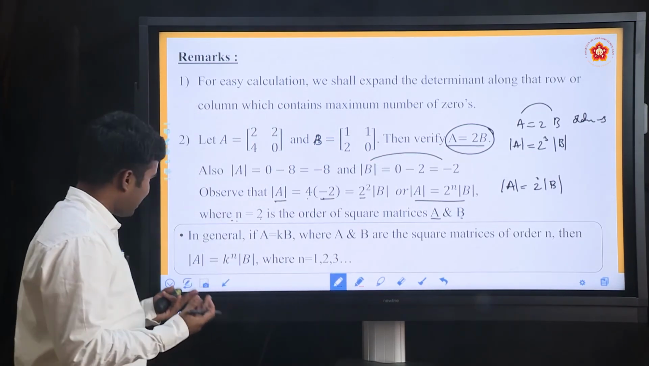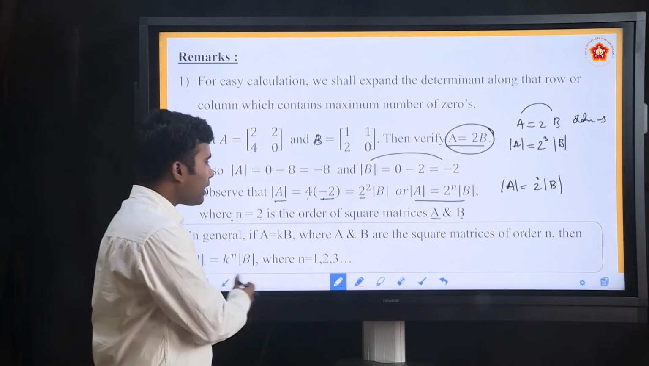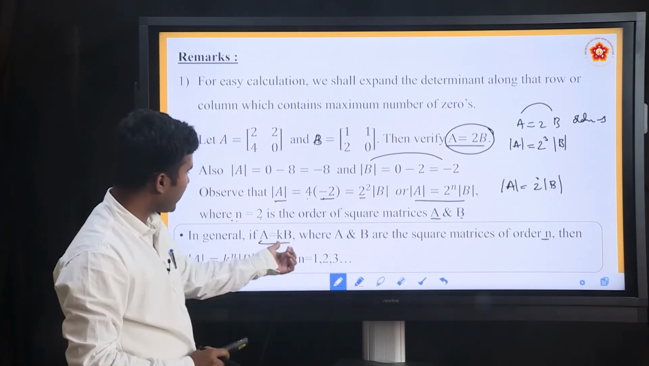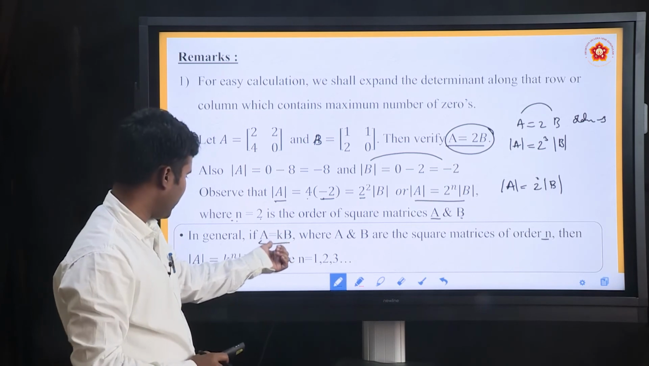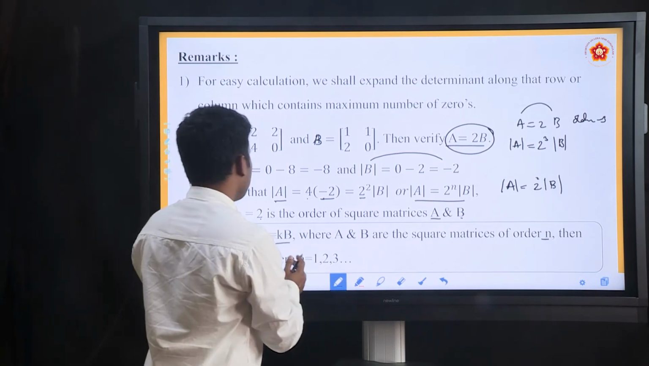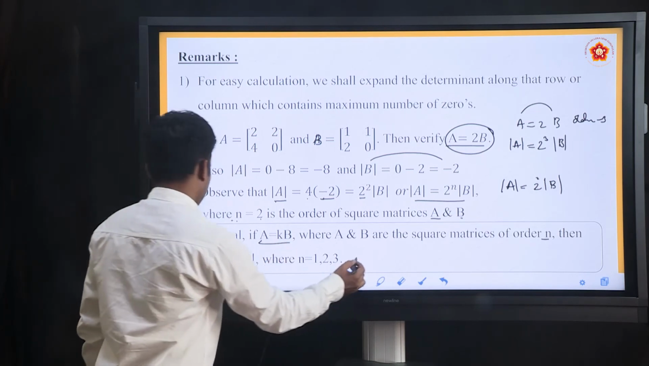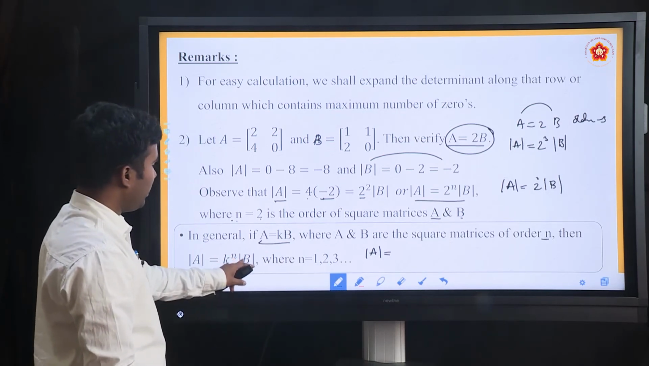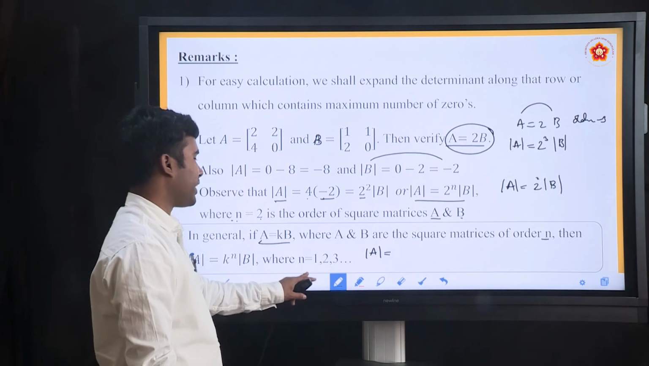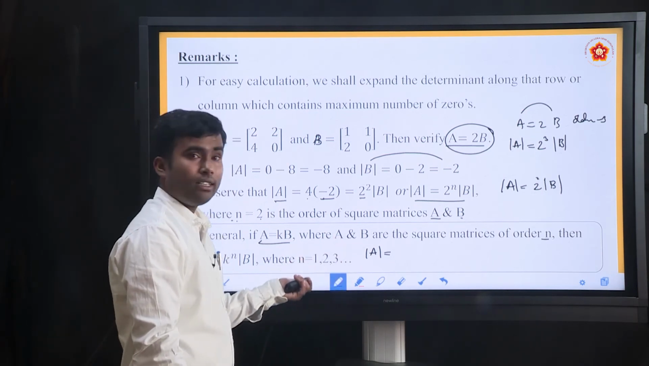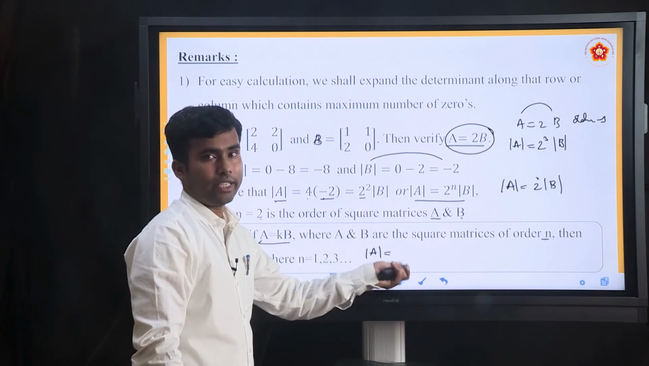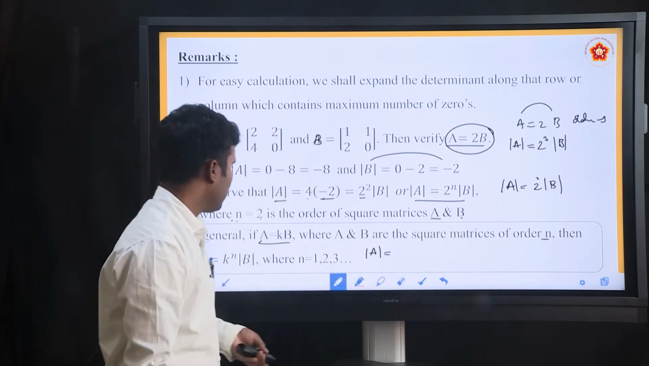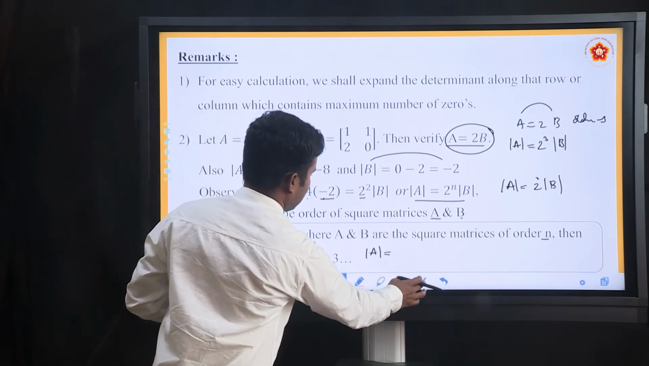We can generalize that. How are we going to generalize it? If A and B are square matrices of order n, then this condition holds: A is equal to K times B, where K is a scalar, any constant. Then the determinant of A is equal to K to the power n into the determinant of B, where n can take 1, 2, 3. Here n stands for the order of the determinant or matrices. So, that is how we calculate with an example.